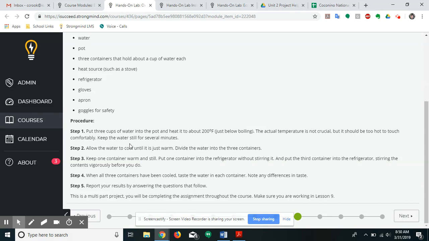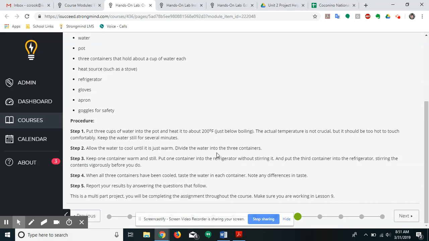Now, what you need to do here is allow it to cool down so it's just warm, and you're going to divide that water into 3 containers, okay? What this does when you heat it up is it actually takes out the oxygen from the water. So it's very gross, nasty tasting water. It doesn't really taste that well. And you're actually going to be tasting it. And so you're going to put these 3 containers in 3 different locations.